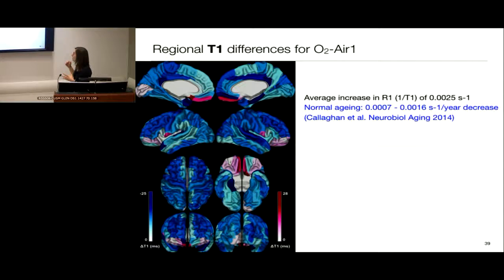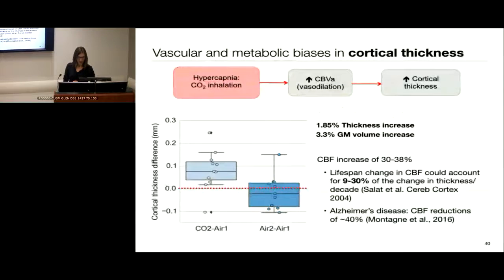If you take it into the context of normal aging, there's not a lot of data on this, but if you take this data set that was published by Dr. Callahan, by making them breathe in O2, we basically make them look about 2 years younger. That's the effect in terms of the T1. It had a much more significant impact on cortical thickness and cortical volume.